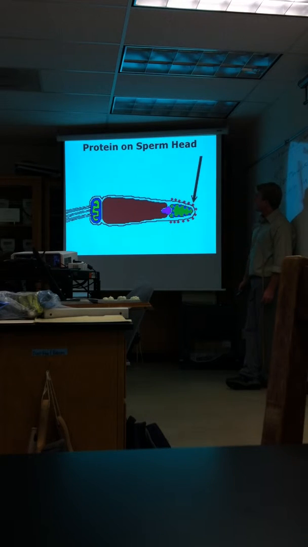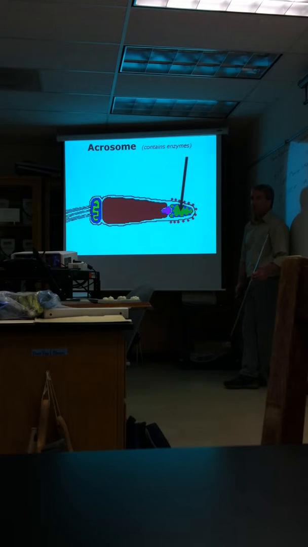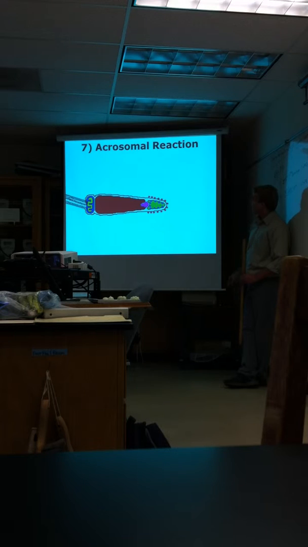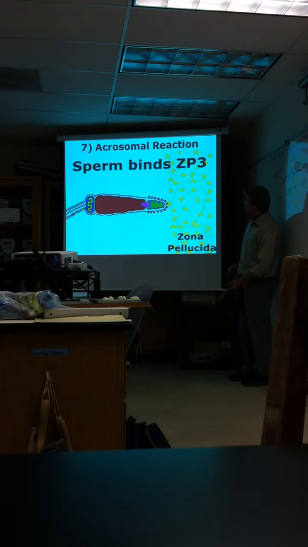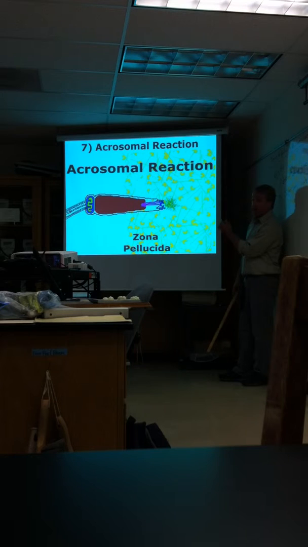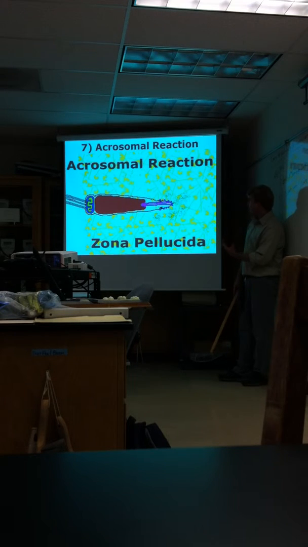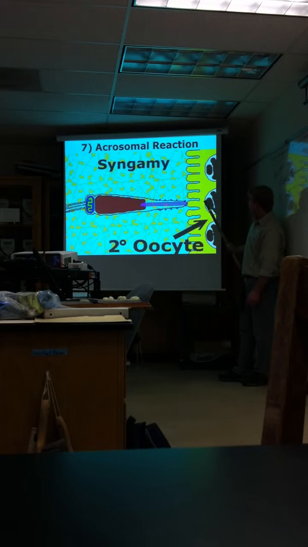And so right there again is that protein on the head of the sperm that can bind the ZP3. And right there is the acrosome that contains enzymes that can break through the zona pellucida. And so now we're going to look at this acrosomal reaction. The sperm is swimming, and notice that protein now binds the ZP3, and when it does, you'll have this acrosomal reaction, which is where the enzymes from the acrosome will be released, and those enzymes can break through the zona pellucida. And so the enzymes are breaking through the zona pellucida so that the sperm cell can swim and get to the secondary oocyte.